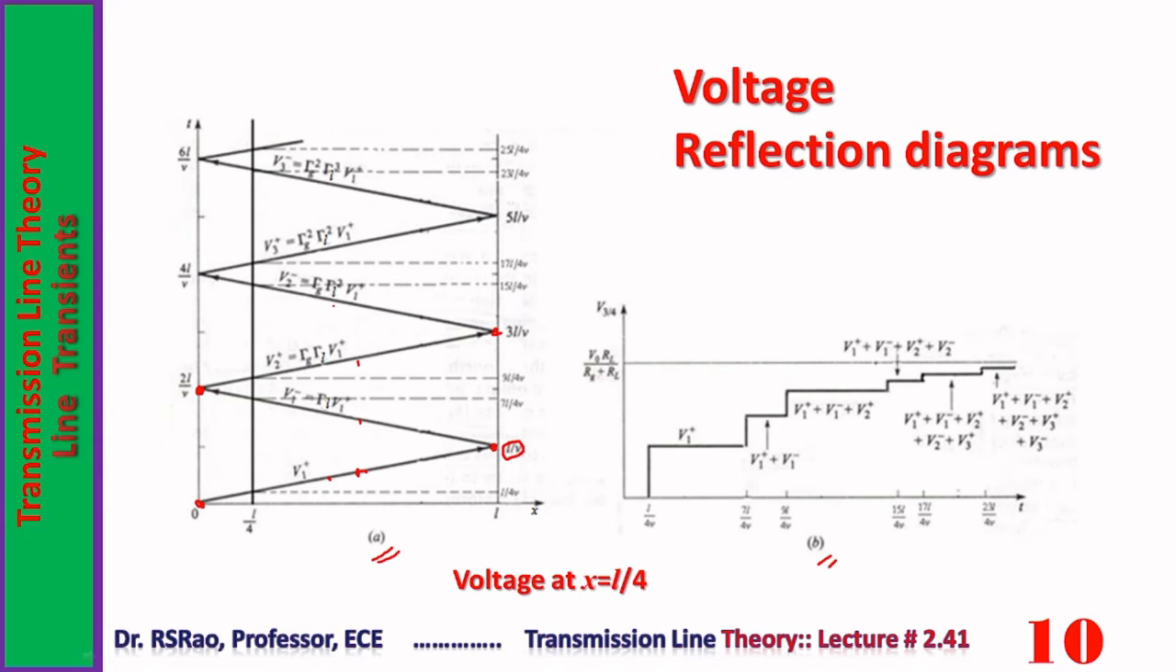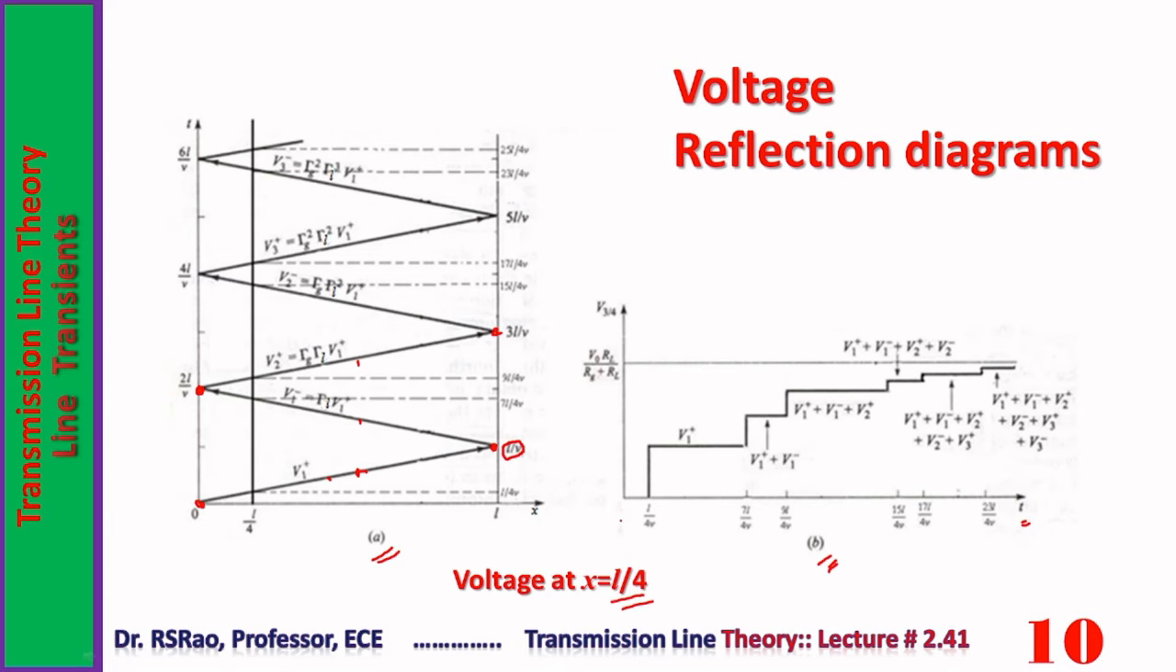It means the voltage at a point over the line is contributed by all these waves which are existing over the line up to that point of time. When time is very large, all the waves then contribute to the voltage at a point over the line. In B is shown the voltage variation at a point over the line. This point is at a distance of L by 4 from the source end.